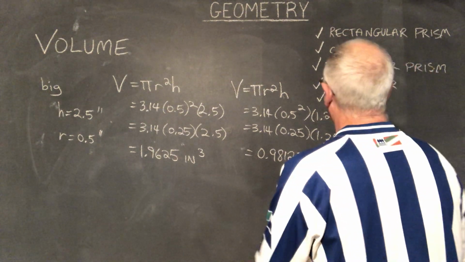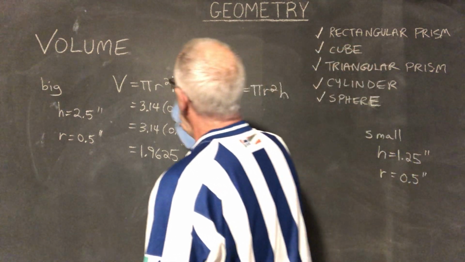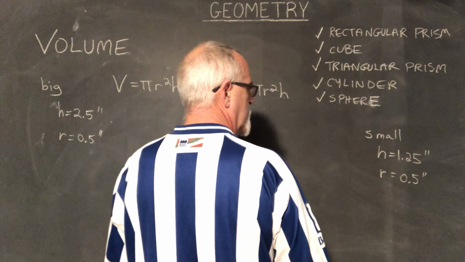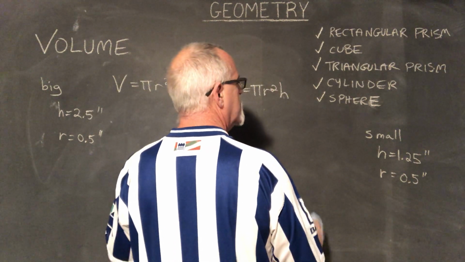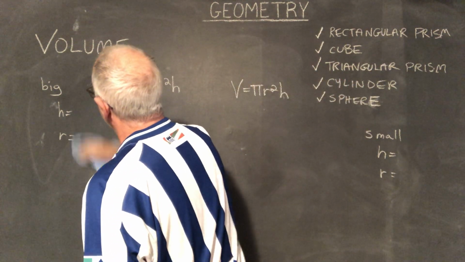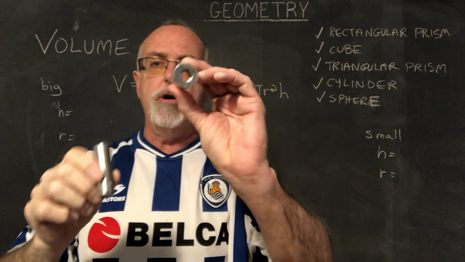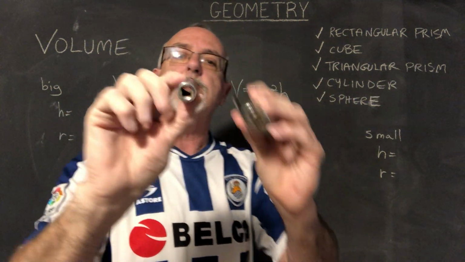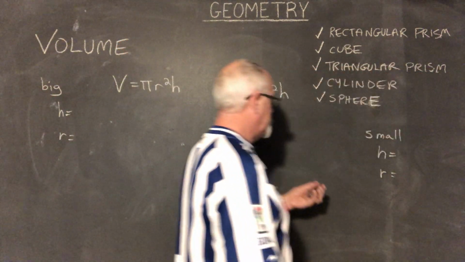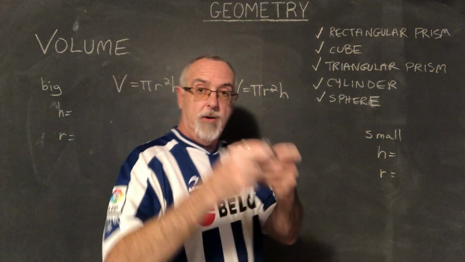Get my eraser cloth. I'll keep the two volume formulas because I'm going to use them again. But I'm going to erase the heights. Okay, so big and small mean two different things this time, because the big in this case is going to be the fatter cylinder, and the small is going to be the skinnier looking cylinder. So, chalk. The height has not changed. It's still the same height as the bigger one that we used before.